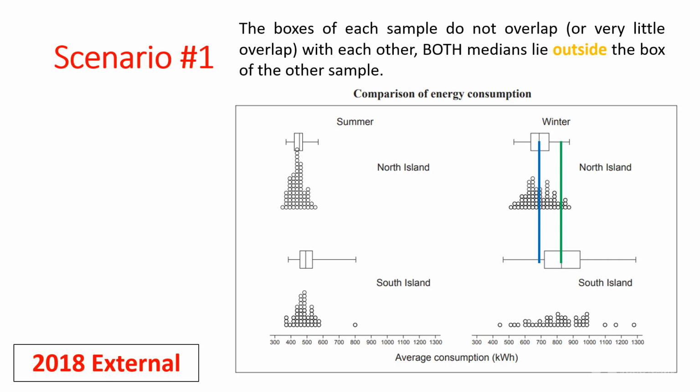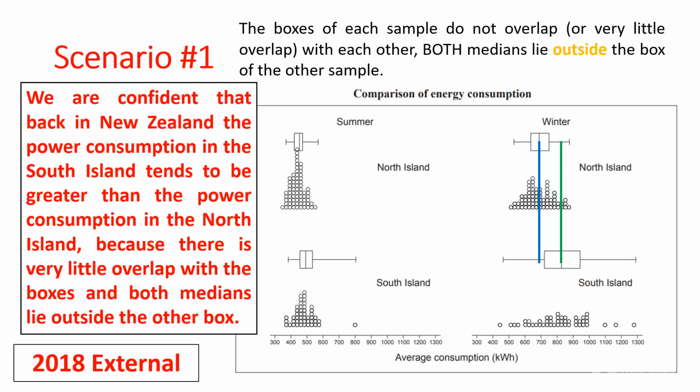Now, how do we summarize and make a conclusion for box plots? Well, there are 3 scenarios, and I'm going to go through each one at a time. Scenario 1, the boxes of each sample do not overlap, or there's very little overlap, and both medians lie outside the box of the other sample. Now, here's the conclusion. You can pause the video and read it in your own time, but we basically say one group tends to be larger or greater than the other group.